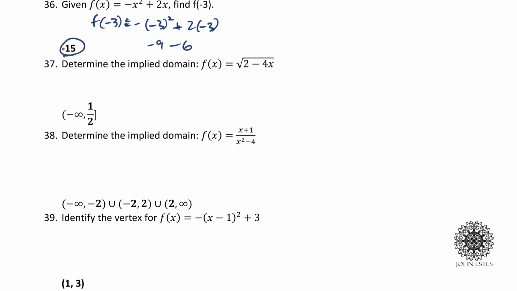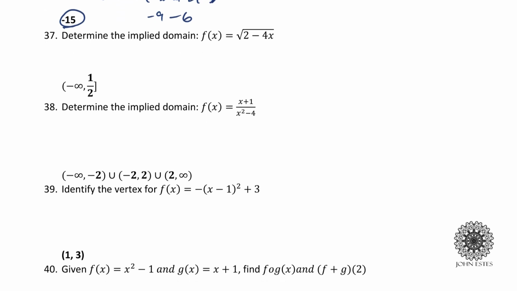Alright, so now 37 and 38 are both domain questions. And there are only two things you have to worry about with domains. The first one is even radicals, which we see in number 37. All you have to do then is figure out, when is this thing greater than or equal to 0? I can't have negatives in the square root. So for this particular one, that means 2 has to be greater than or equal to 4x. Divide both sides by 4, you end up with 1/2 greater than or equal to x.